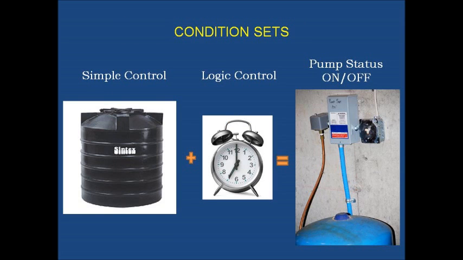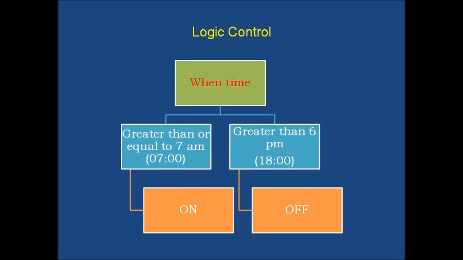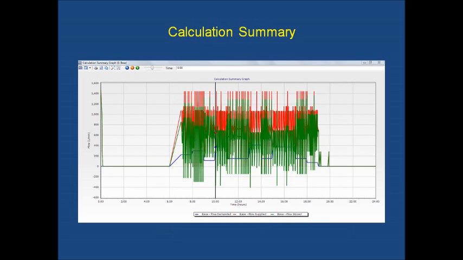Condition sets. We have 2 types of conditions, simple control and logic control. The simple control is based on the hydraulic gradient line in the tank and the status of the tank on and off. The logic control is based on time greater than or equal to 7 am or greater than 6 pm. Calculation summary: you can see the volume stored in the tank, the volume flow and the volume supplied.